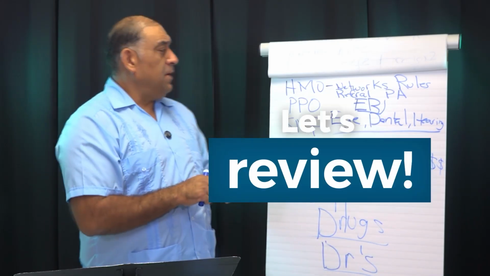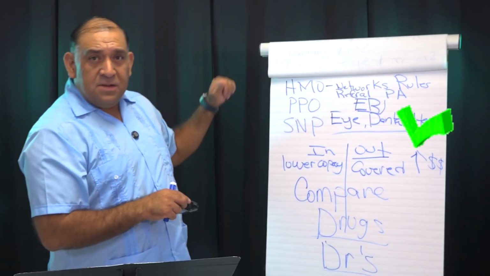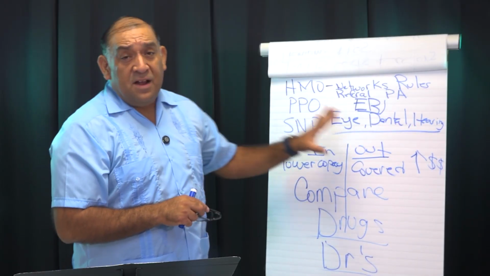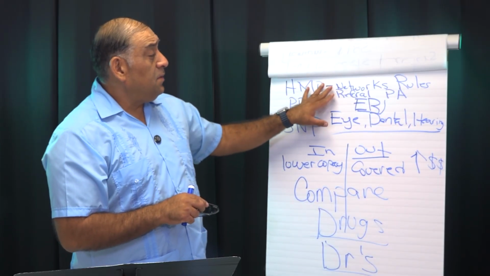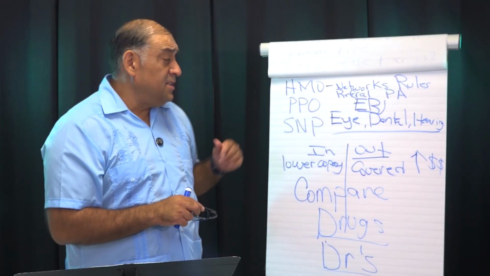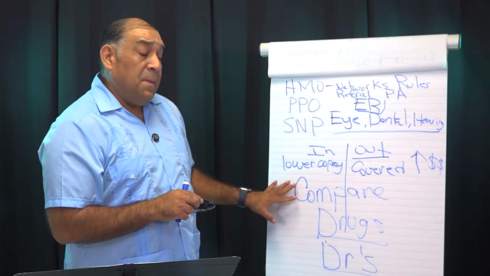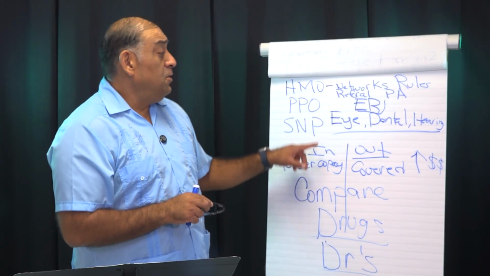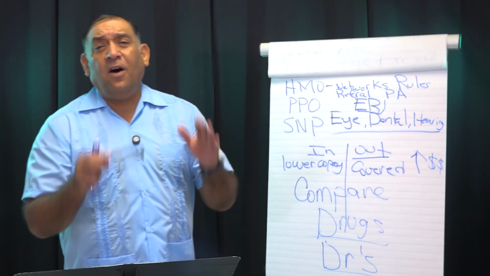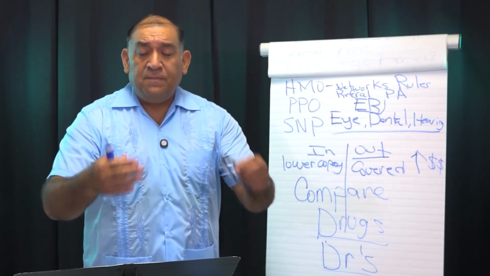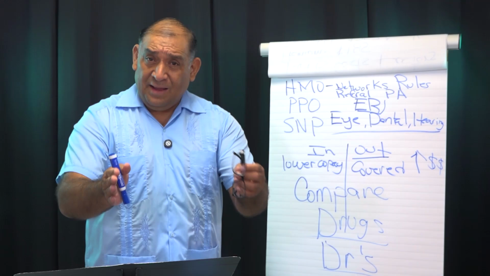All right, so let's review. You have HMO, PPO, special needs plans. You have in and out of network. You have rules, which is networks. You have referrals and prior authorizations. You have to compare your drugs and your doctors and the costs. You get extra benefits. All of these things is what comes in a Medicare Advantage Plan, Part C of Medicare.